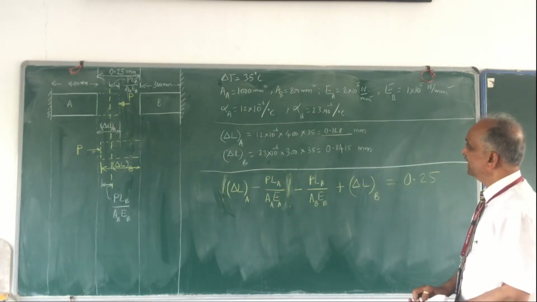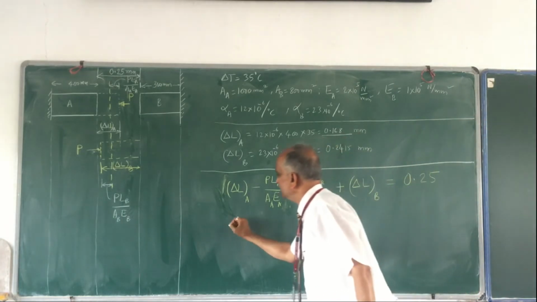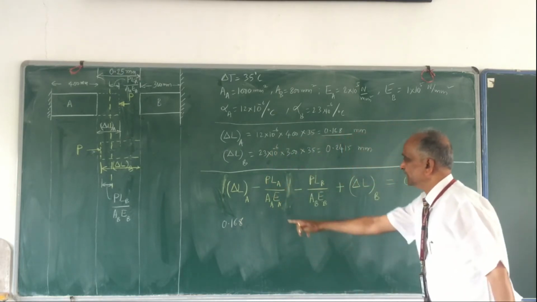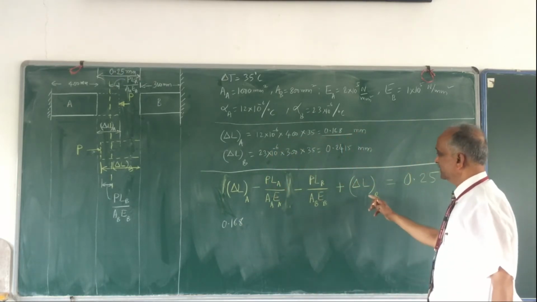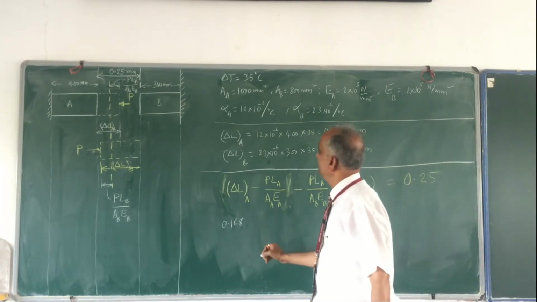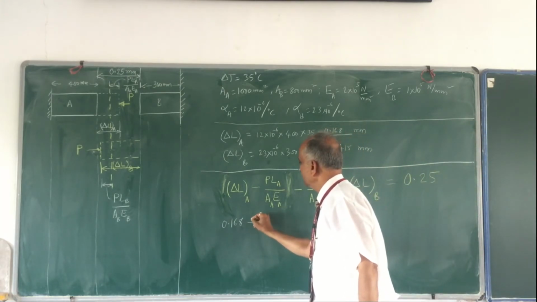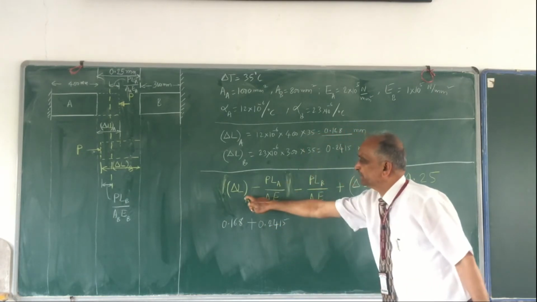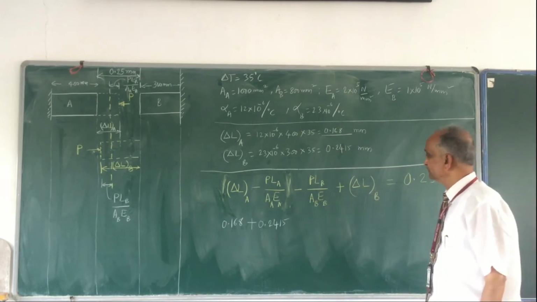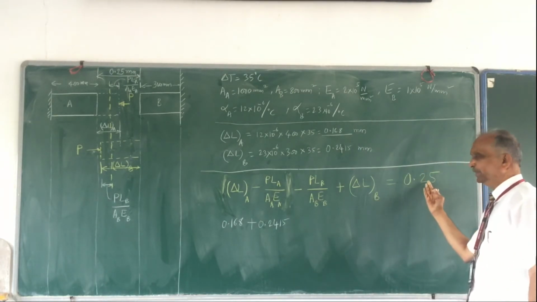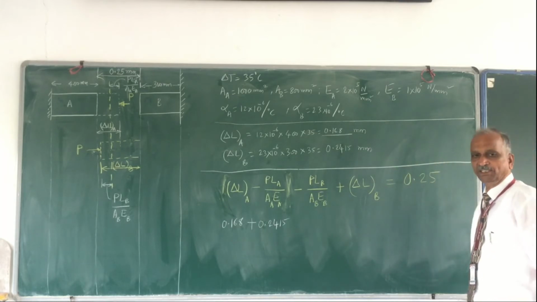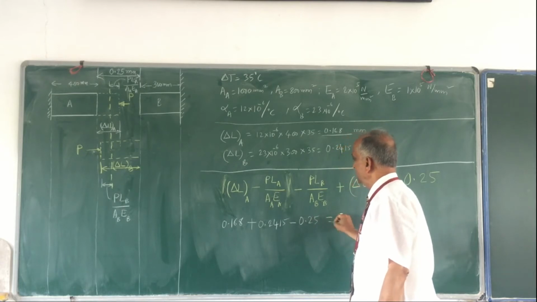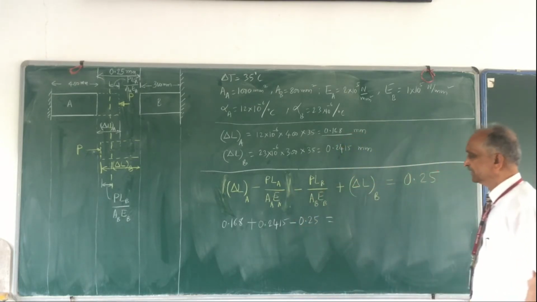What is delta LA? Delta LA is 0.168. I shall plug these two in. Then delta LB, how much is delta LB? Plus 0.2415. I am taking this term and also this term, and this 0.25 I shall send to the left hand side, minus 0.25. And these two terms I shall take to the right hand side.